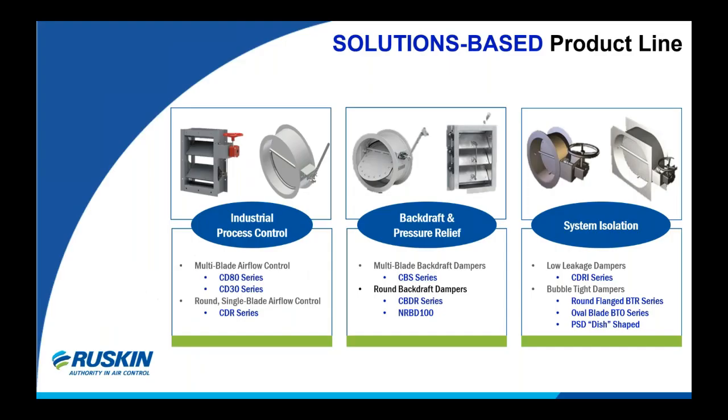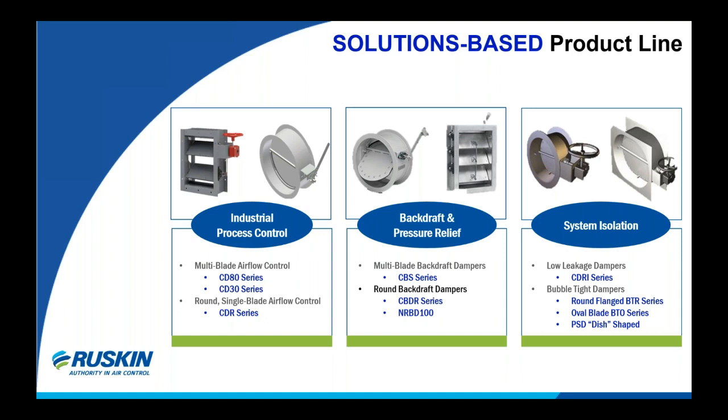So Ruskin offers a broad selection of solution-based products for industrial applications. Some of these products include dampers for industrial control processes, which include multi-blade airflow control models such as our CD80 and CD30 series, and round single-blade airflow control models under the CDR series of dampers. Dampers for backdraft and pressure relief, which include multi-blade models such as the CBS series of dampers, and true round models such as our NRBD 100 and the CBDR series of dampers.